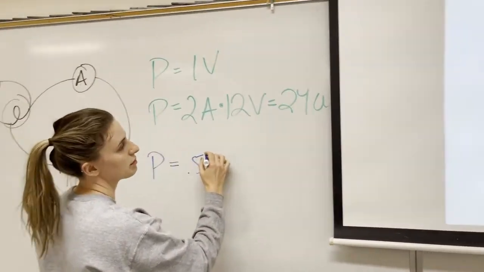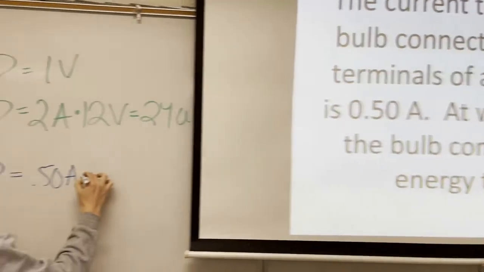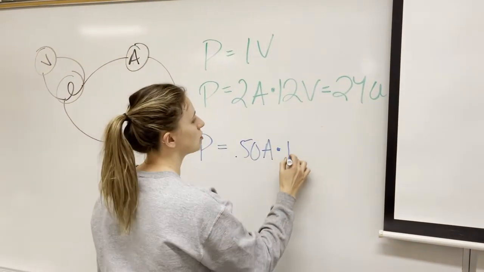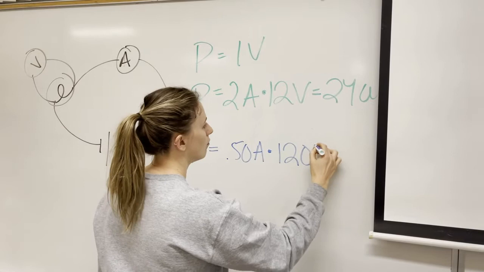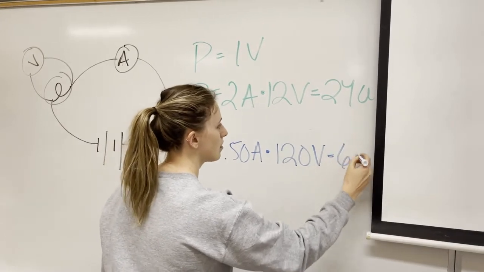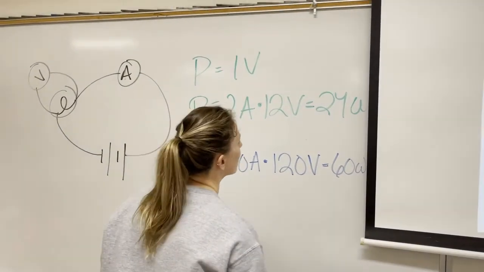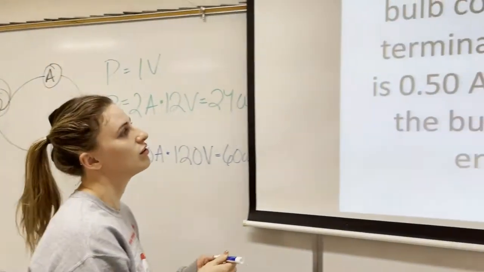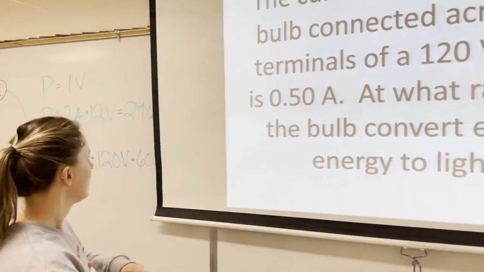Okay. So this looks like it's gonna be pretty easy. So just multiply 0.5 times 120. Half of 120 volts is 60 watts. See how simple this stuff is, boys and girls? Just a little practice.